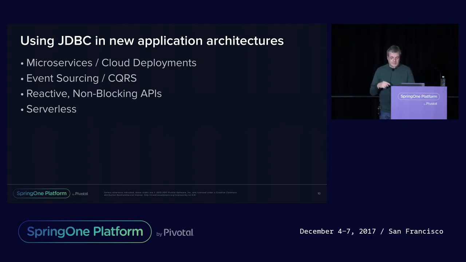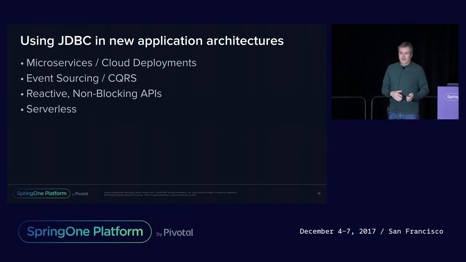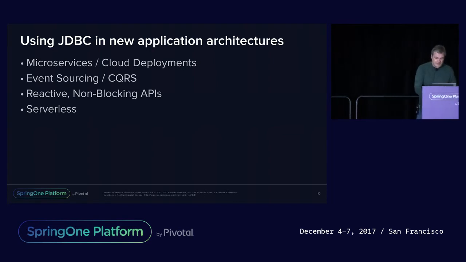So now I want to talk about some other things, like, the world doesn't stand still, right? We start building applications one way in monoliths. Now we're moving to all different architectures, like microservices. We deploy stuff in the cloud. Some people are using event sourcing and CQRS for their data store approach. And we have reactive non-blocking APIs now. And now we also have serverless. So I'd like to dive a little bit deeper into the serverless part. And I'm just briefly going to talk about the cloud deployments. And then talk about event sourcing a little bit, but not much.